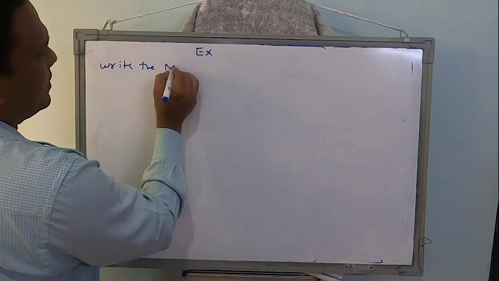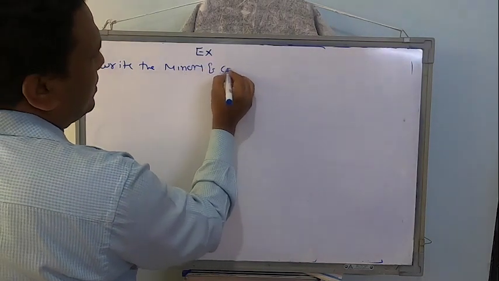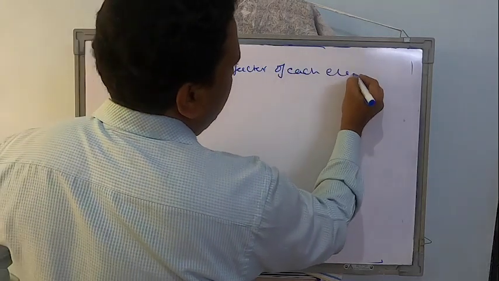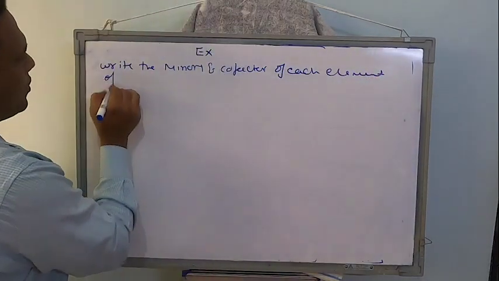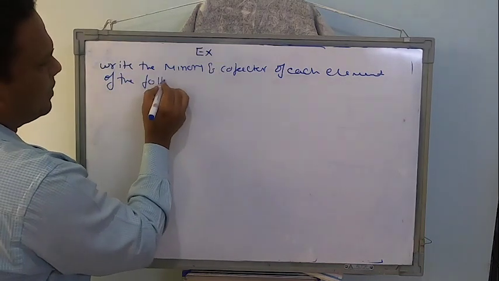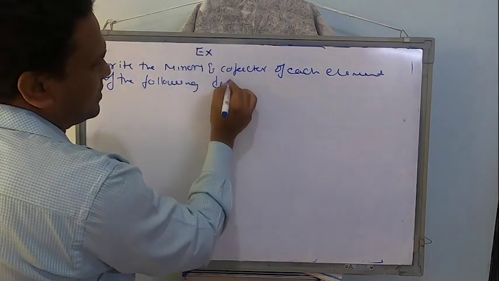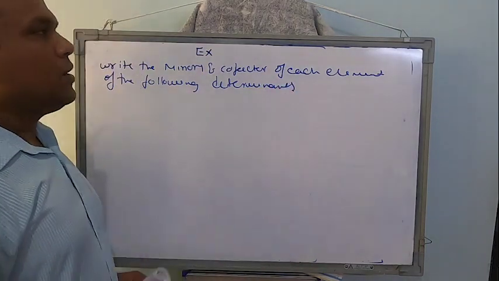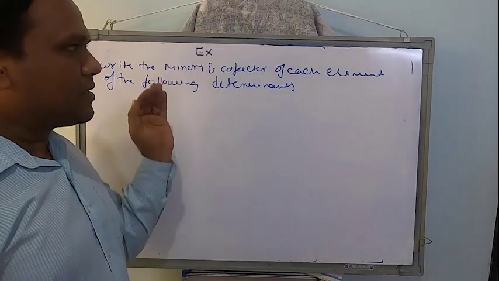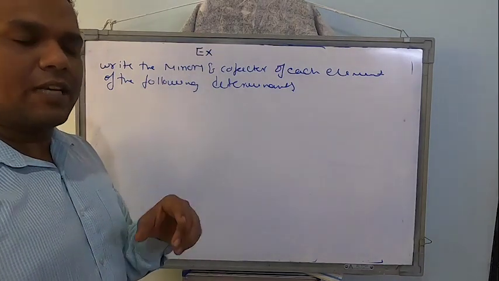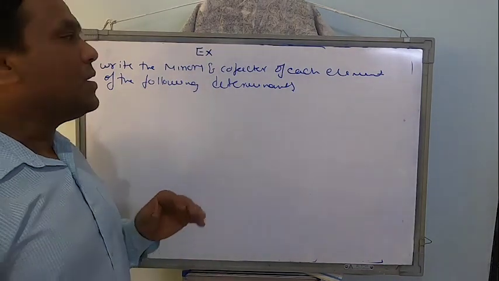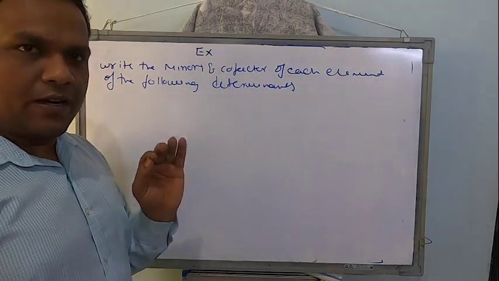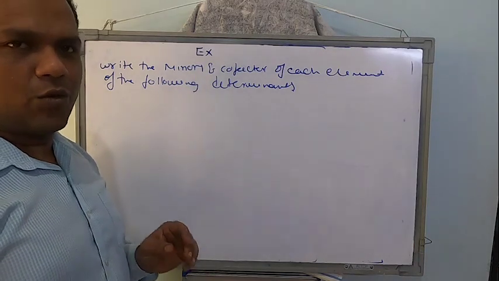Write the minors and cofactors of each element of the following determinants. So please make this correction in your book. At the heading of the exercise, just below that, it's been given as expand the following determinant. No, it's not that. You have to write this statement there. For each and every element of the given determinant, we have to find the minors and cofactors.